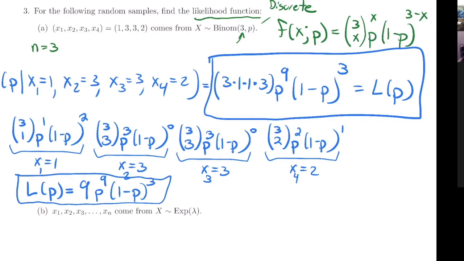So if I multiply out my 3 times 1 times 1 times 3, it comes out to 9p times 1 minus p cubed. So this would be the likelihood function for that sample picked from a binomial distribution. Any questions about that?